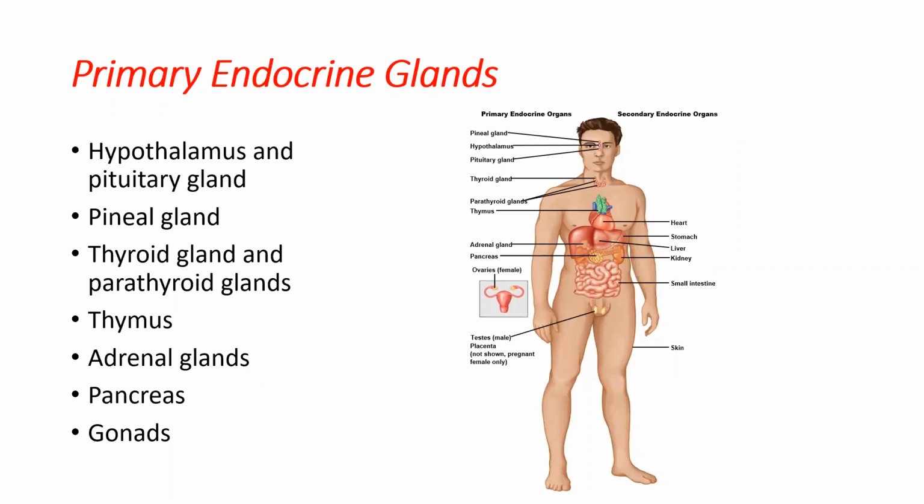Then there's the pancreas. Really important, also a part of the GI system, but happens to be involved in hormone production. And then we've got the gonads, whose main role is hormone production and reproductive function. That's going to be the testes in males and the ovaries in females.